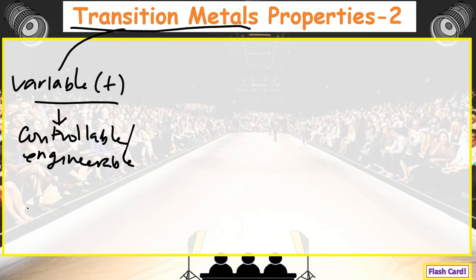Okay. They're not as reactive as the main group metals, but they're definitely reactive enough. Some oxidation states are going to be way more stable than others, and they become the ones that are more common in compounds. Okay. Transition metals are also found in ores.